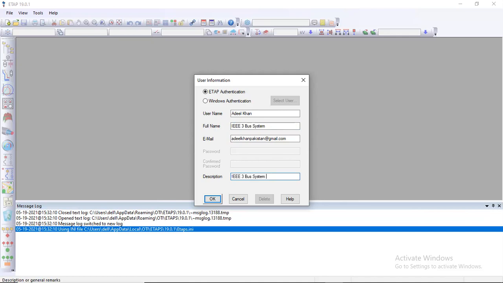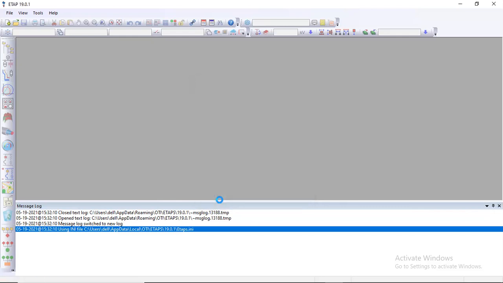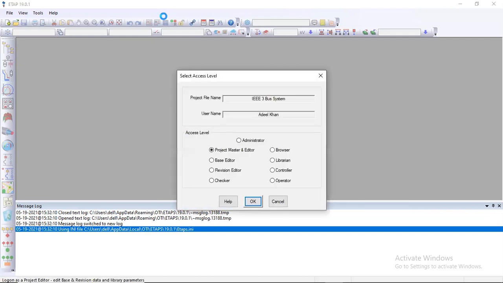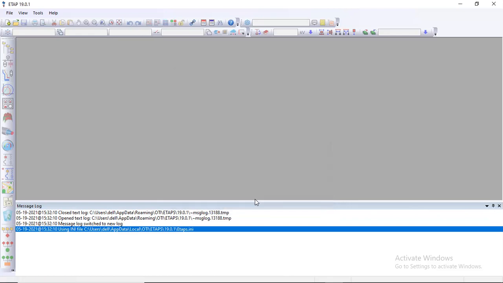Particularly SLD, single line diagram or drawing. You can select this, and then okay. Then the file would be created after some seconds.